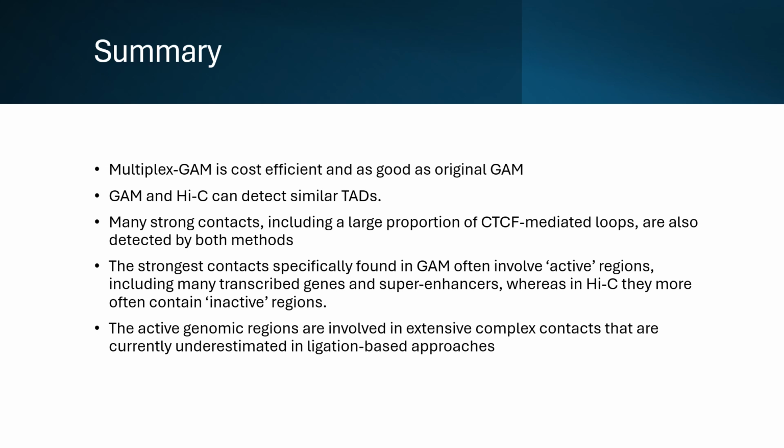Overall, we found that the multiplex-GAM is cost-efficient and as good as the original GAM experiment. GAM and Hi-C can detect similar topologically associating domains, and many strong contacts, including a large portion of CTCF-mediated loops, are also detected by both methods. The strongest contacts, especially found in GAM, often involved active regions, including many transcribed genes and superenhancers, while in Hi-C there are more inactive regions. The active regions are involved in extensive complex contacts that are currently underestimated in ligation-based approaches.